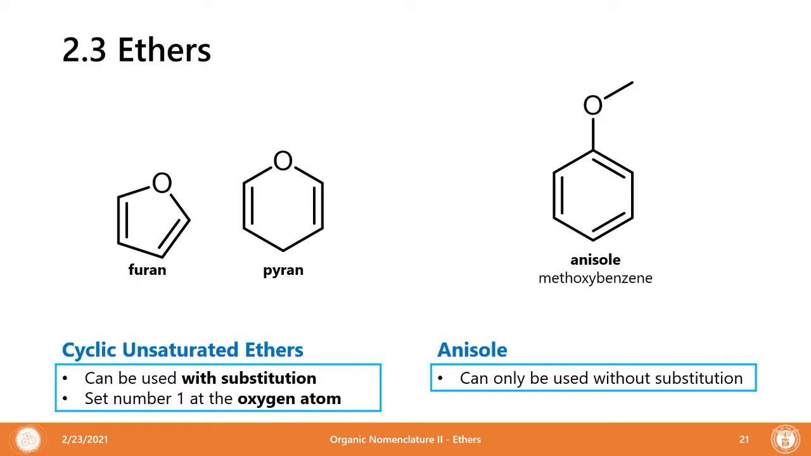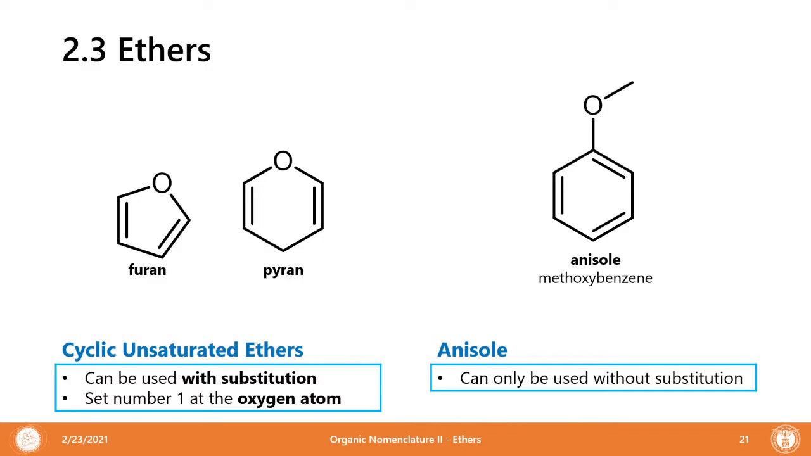Here are some cyclic unsaturated ethers, and they can be used with substitution. We have furan and pyran. These are also common solvents in organic chemistry. So we set number 1 at the oxygen atom, similar to the saturated cyclic ethers.